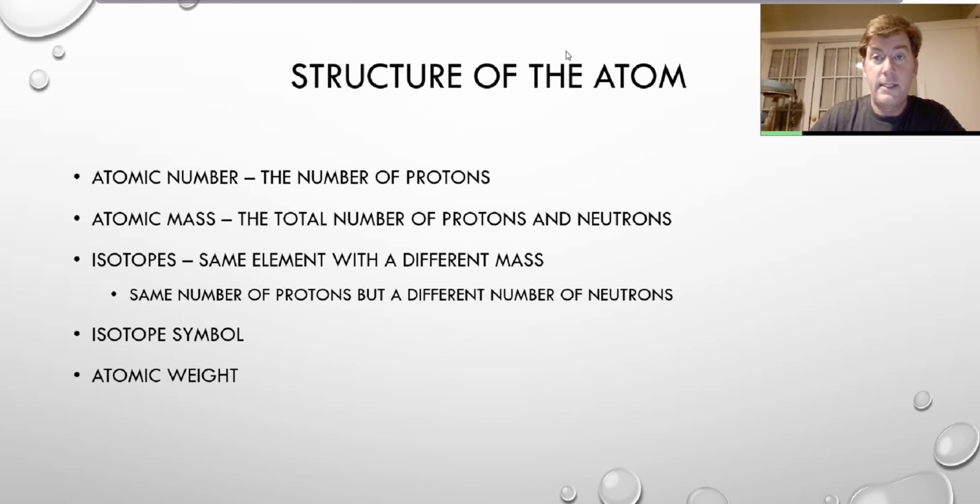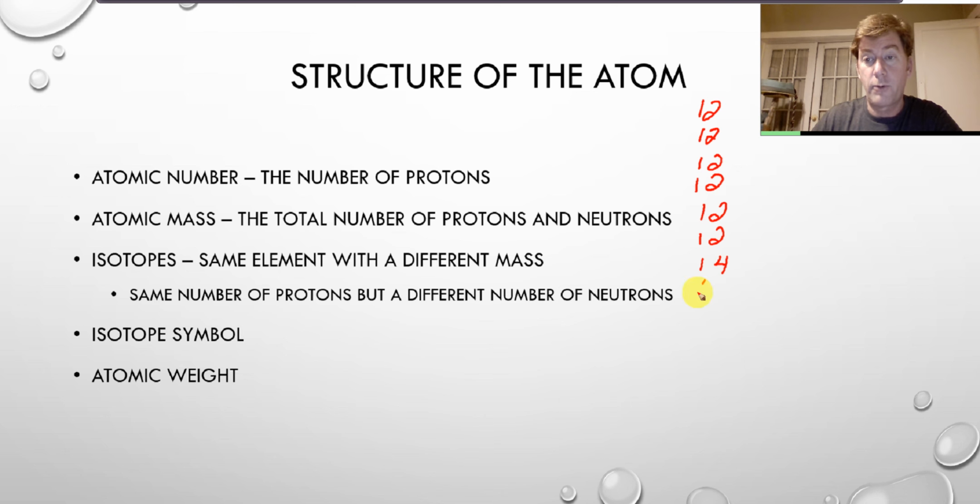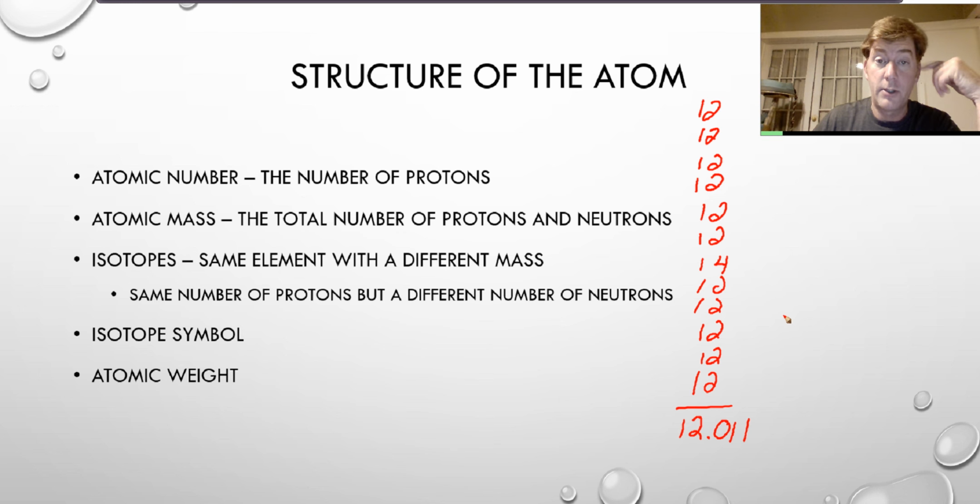Now, atomic weight, if we took a chunk of carbon and started counting up the atoms. We said, oh, well, here's a 12, here's a 12, here's a 12, here's a 12, here's a 12. Oh, there's a carbon 14, there's a 12, there's a 12, there's a 12, there's a 12. And we did an average. You do an average of all that, and it would turn out to be 12.011. Well, that is the number that we see on the periodic table under the symbol. So that is the atomic weight, which is the average mass of those common isotopes.